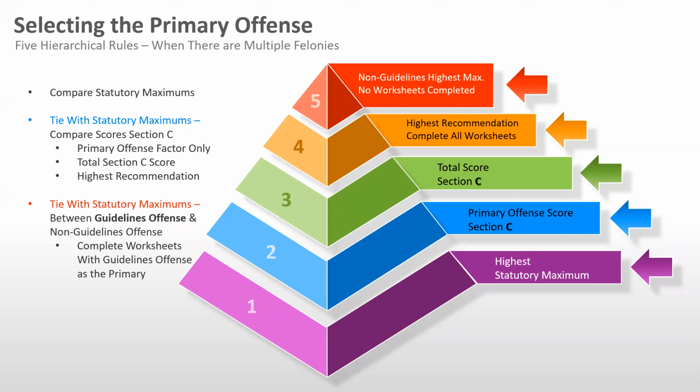Rule number 5 is if there's a tie with the statutory maximum, you always do the guidelines offense as your primary offense. The only time that you don't do guidelines is when the most serious offense in your sentencing event is not bolded in your VCC book. Then no worksheets are submitted to the court.